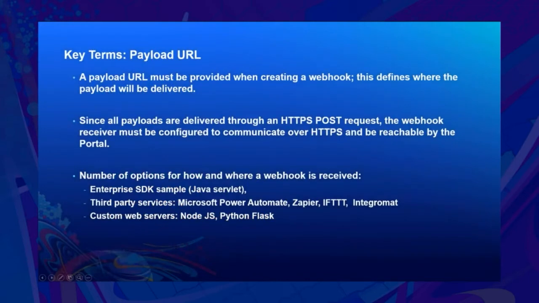And then finally, our third key term is the payload URL or webhook receiver. This is the endpoint you are telling Portal to send the payloads to. Since the Portal sends these out as HTTPS post requests, the webhook receiver must be configured to communicate over HTTPS, and it must be reachable by the Portal. There are so many options for configuring a payload URL. You can use one of the samples we have provided in the Enterprise SDK. You can build your own using something like Node.js or Python Flask, or you can tap into some really powerful third-party services like Microsoft's Power Automate, Integromat, Zapier, and get access to a wide range of applications.